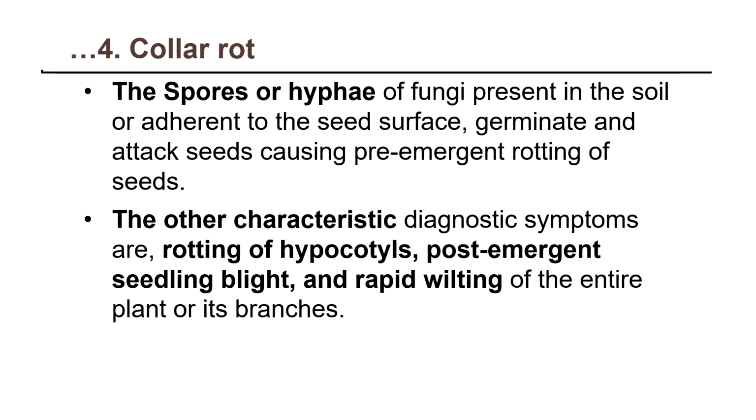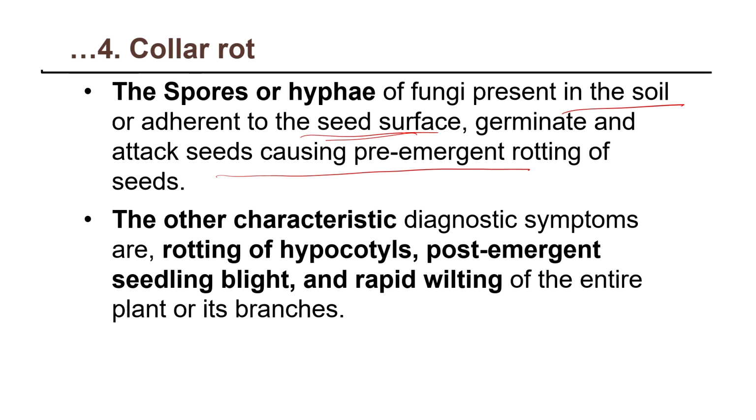The spores or hyphae of fungi present in the soil or adherent to the seed surface, means it can be soil borne and it can be seed borne. They germinate and attack the seed, causing pre-emergent rotting of the seed. That can be quite dangerous.